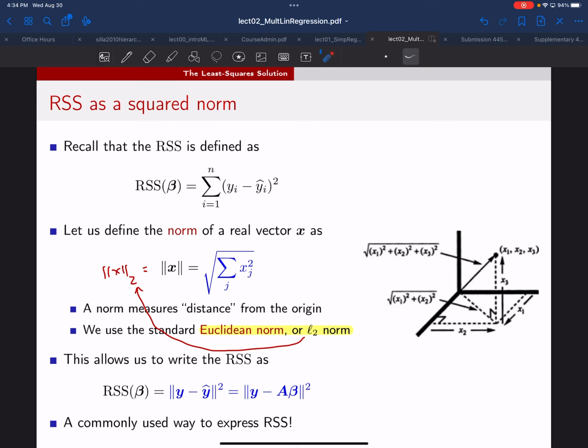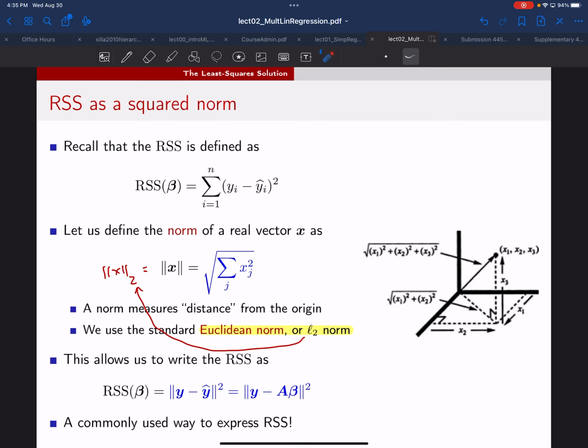Okay. Why hat is the predicted value. Exactly. And y without the hat is our data. This is coming from our data set. The actual data. Yes, the actual data. Right.